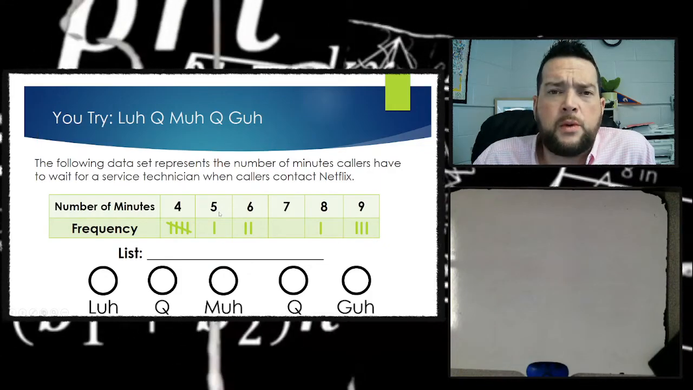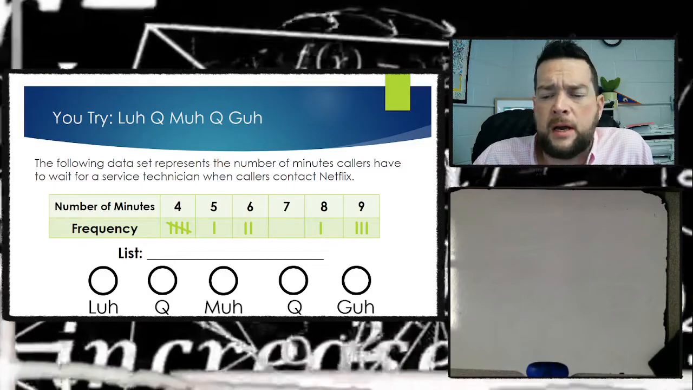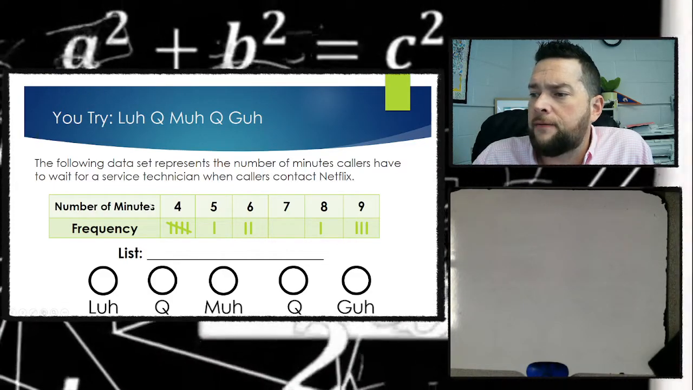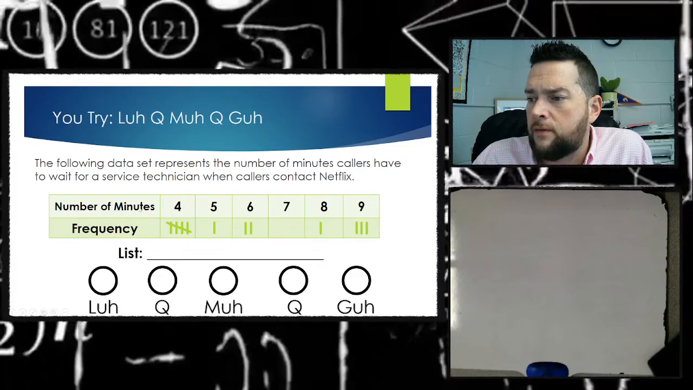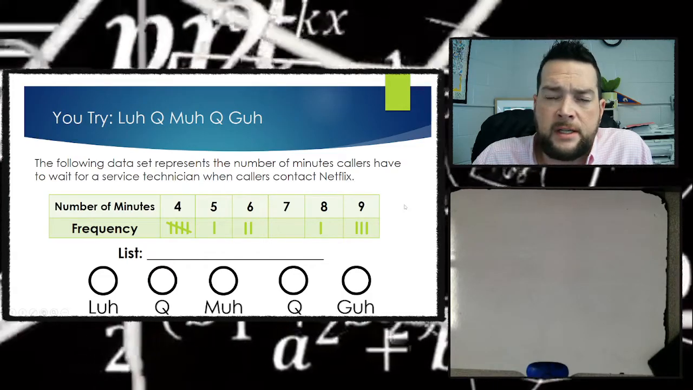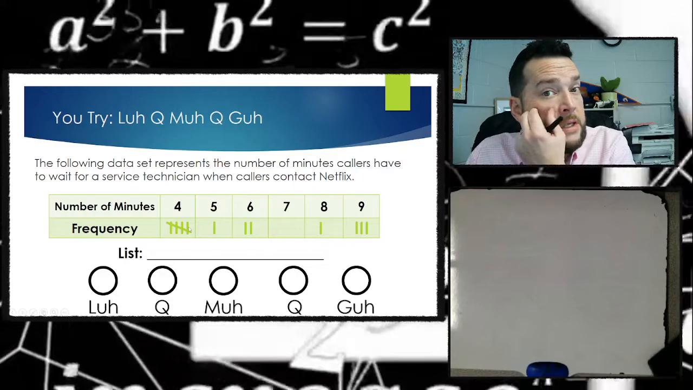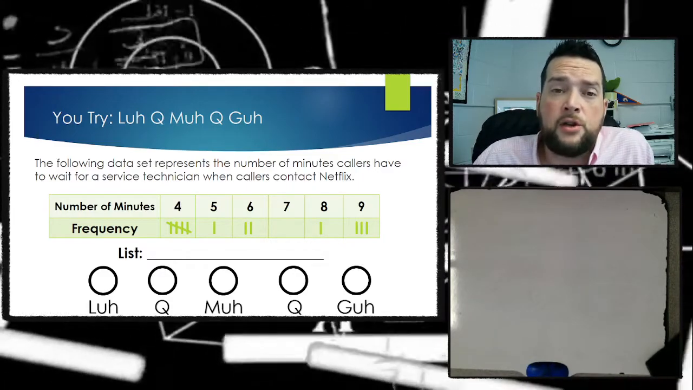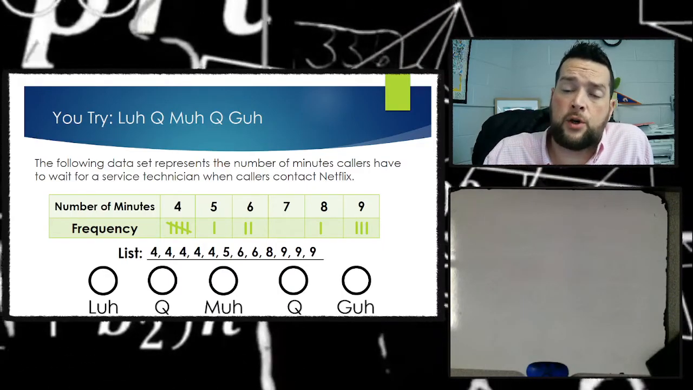All right, one last one to try. The following data set represents the number of minutes callers have to wait in line for Netflix. And you see a frequency table there. So you've got the number of minutes listed up here. That's not the data, that's just the value of the data. And then you've got all these little tick marks down here below and the frequency right here. That's the actual data. So the first step is to list the data from least to greatest.